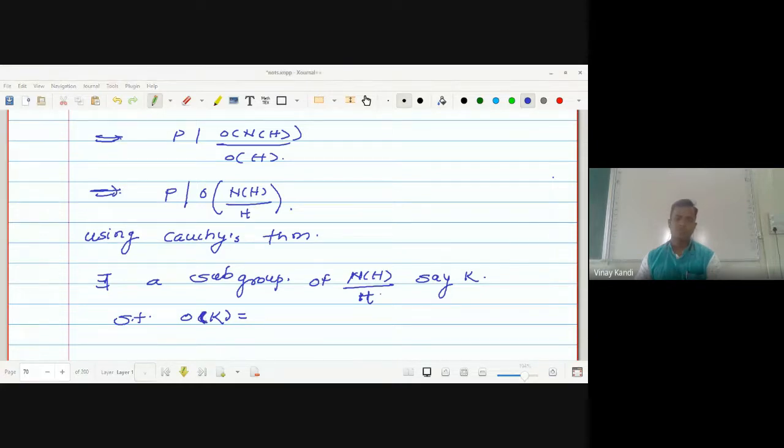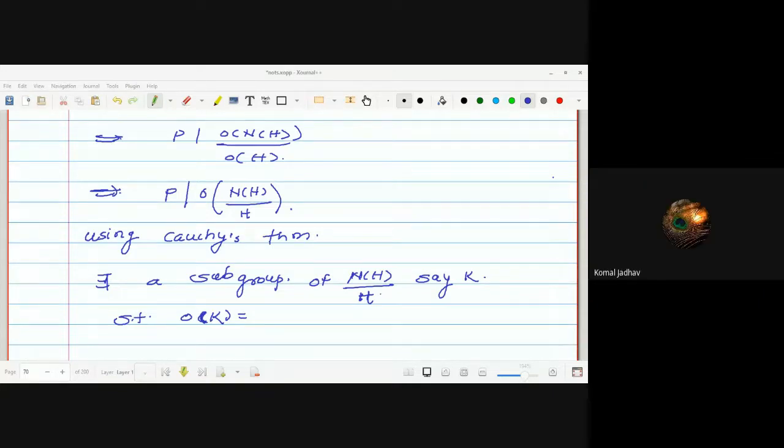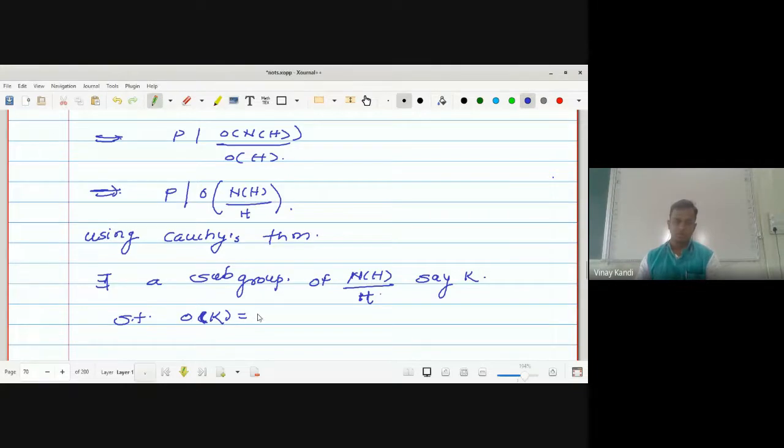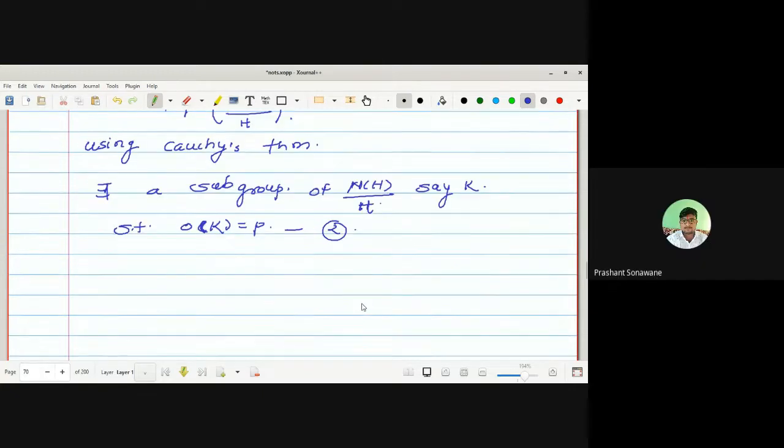What is the order of K, Jadhav? Komal Jadhav? P, sir. Very good. Okay. So here P. Any doubt up to here? Give it equation number 2 or statement number 2. Okay. Any doubt up to here? No, sir. Okay.